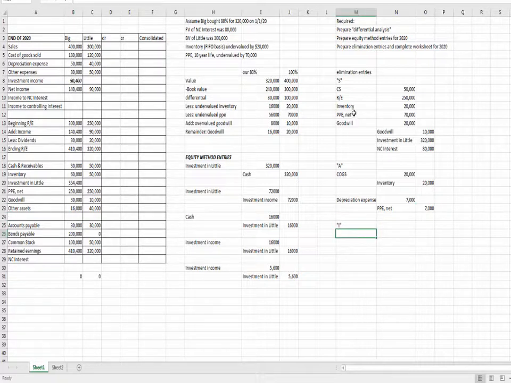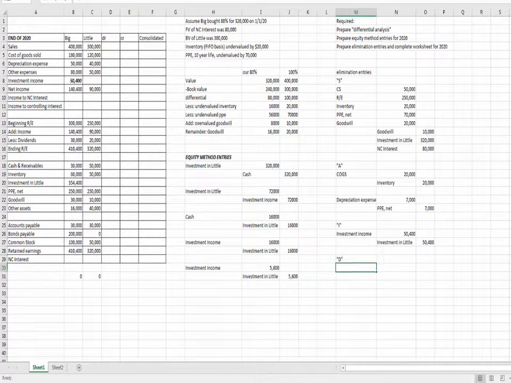I for investment income. This should be the easiest entry of them all. Basically, if you look at the income statement, Big has $50,400 of investment income. That has to be eliminated. It's not the $72,000 their share of the reported earnings. It's simply whatever's on the income statement as income from your subsidiary. It's got to go away. So investment income, if it's positive, is a credit balance. So to eliminate that, we're going to debit investment income. And that reduces our investment in Little.